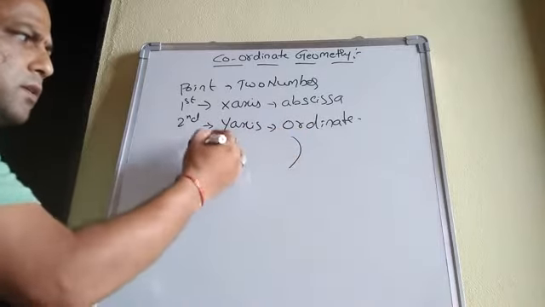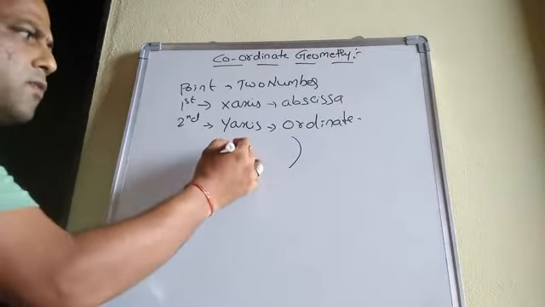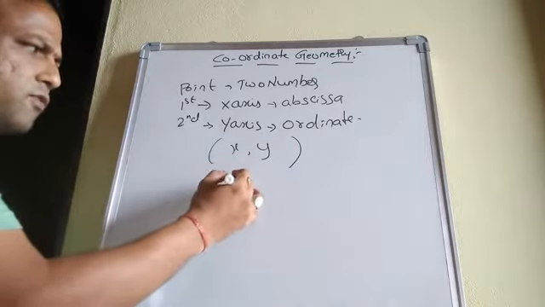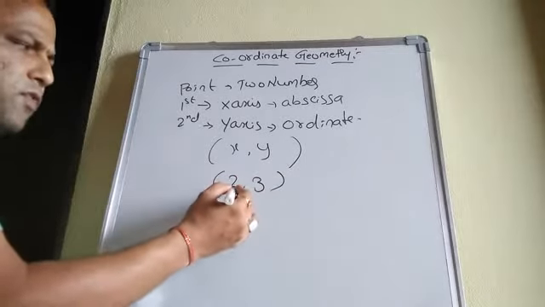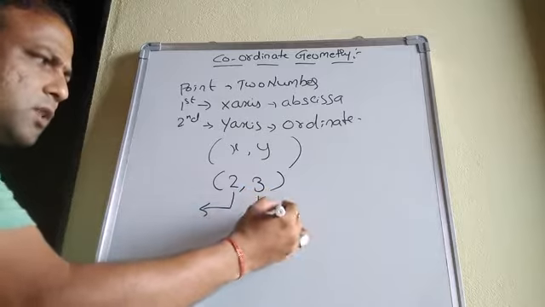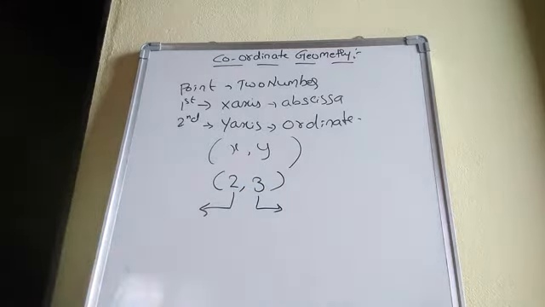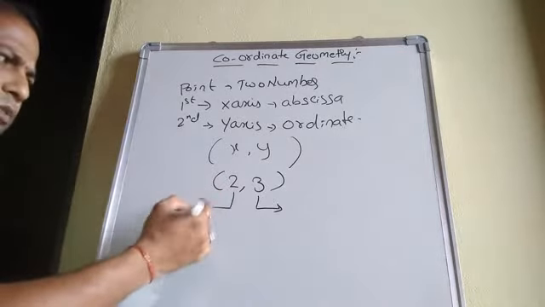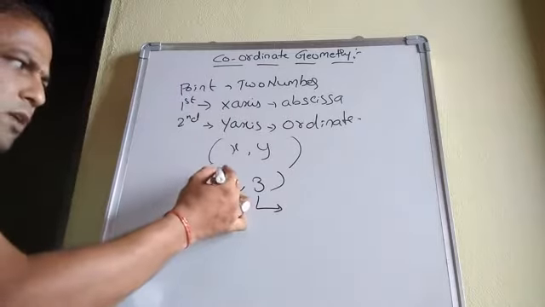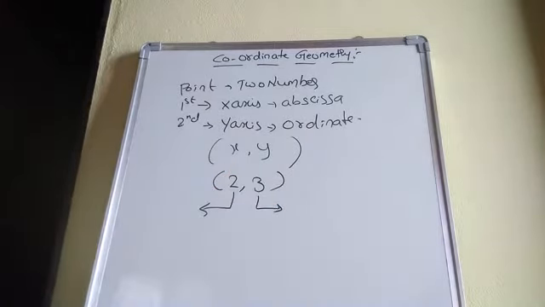Now when we represent a point, we write it in circular brackets, and here we write two numbers, x and y. For example, if we write (2, 3), the first number 2 is related to the x-axis, and the second number 3 is related to the y-axis. These numbers should be written in this order, and they are written in circular brackets, which are also called parentheses. Okay students? Yes.